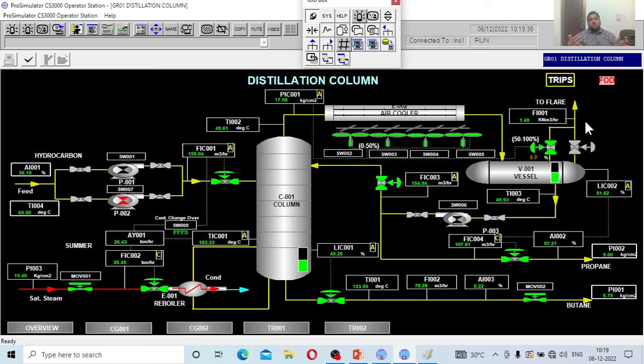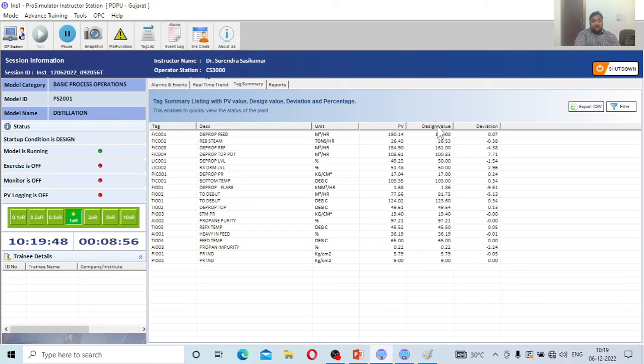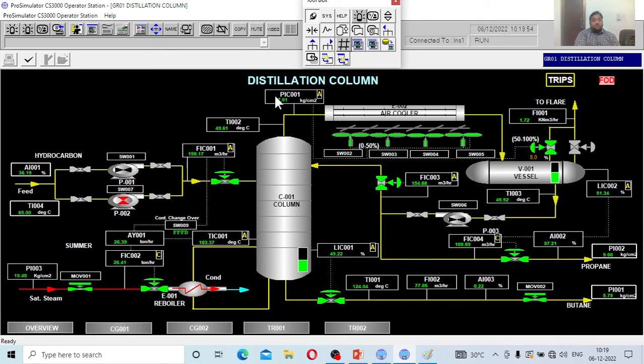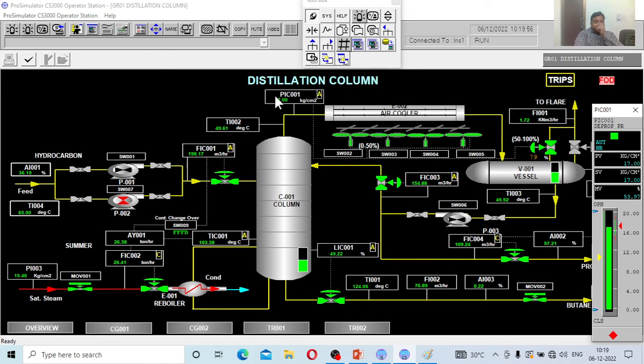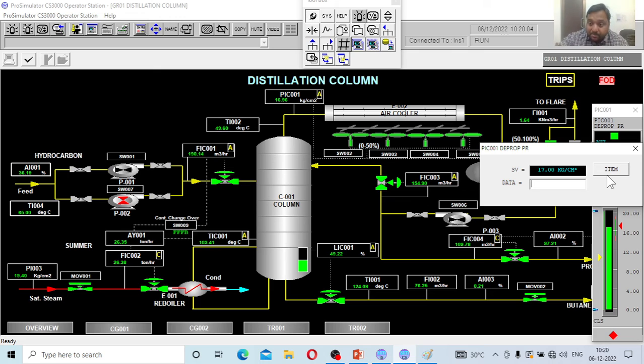You are able to observe, just like in a real plant, what things to touch, what things to operate, and before you go, you need to see the tags. These are the design values. Presently, you can observe the process value. What happens if you change the pressure? Imagine the moment I change the pressure, you observe here. Presently the column is operating at around 17, so let me increase the pressure to 18.